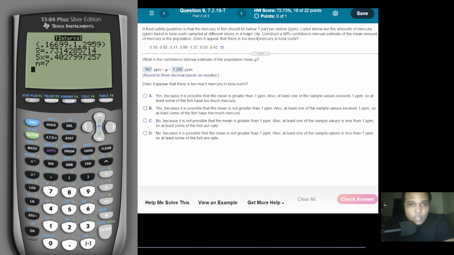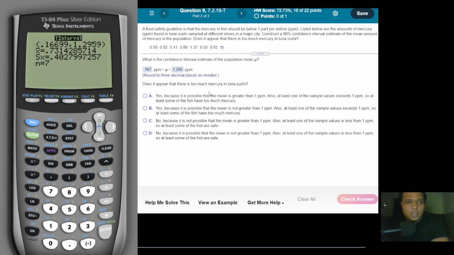Okay, so let's see, amounts of mercury. So this is the amount of mercury in parts per million. All right. Does it appear there's too much mercury in? I would think, yeah. What is considered too much mercury? I think any amount of mercury is too much mercury. 1.2 parts per million. I'm not sure what parts per million is. I'm not sure what's the perspective on that.